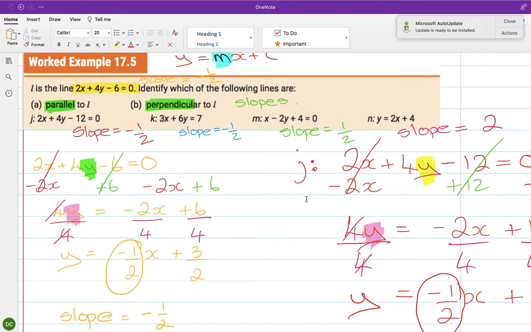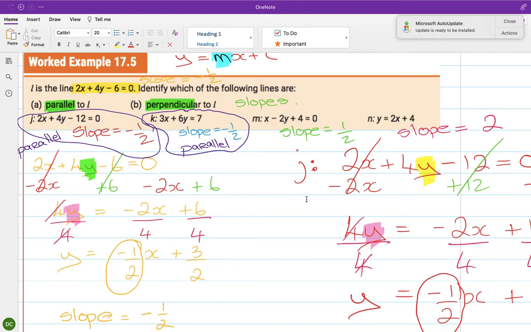J here has a slope of minus a half, so that's going to be parallel. K has a slope of minus a half, so that's parallel. M has a slope of a half, so that's not. And n has a slope of 2, so that's not parallel. Okay, but they might be perpendicular.